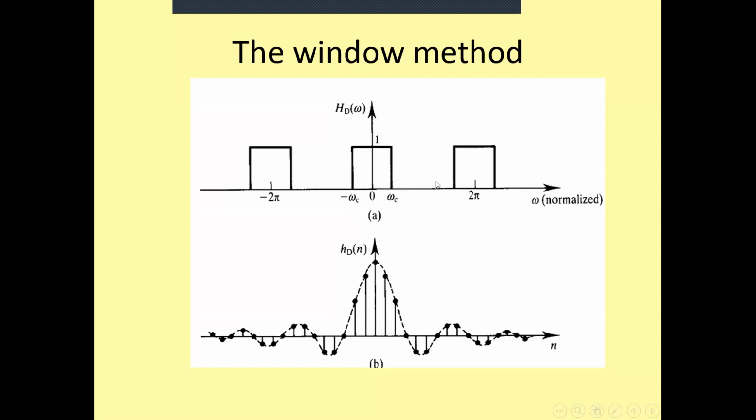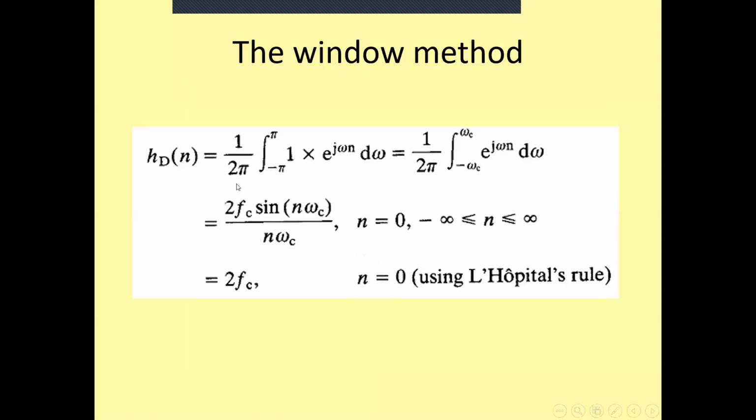I mean, after performing the inverse Fourier transformation, it becomes sinc. We said that rect in time will be sinc in frequency. If you have a rect in frequency, it will be sinc in time due to the duality property of the Fourier transformation. Now, to perform the inverse Fourier transformation, we are going to follow this equation: HD of n equals 1 over 2 pi, integral from minus pi to pi. Of course, the signal limit will be 1, e to the j omega n d omega.